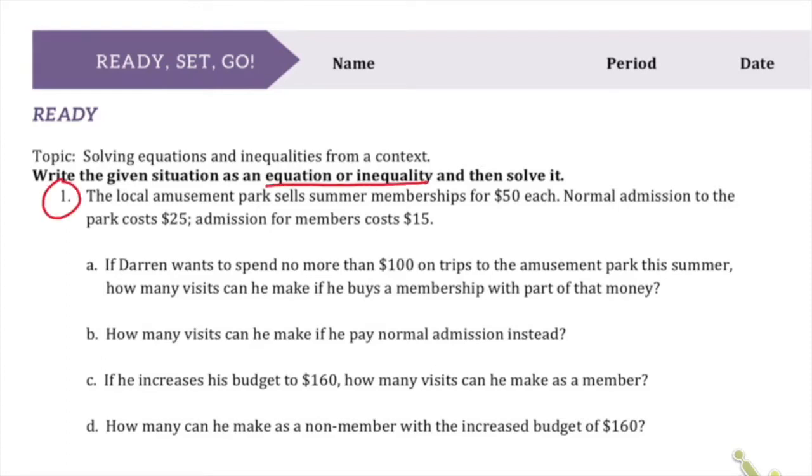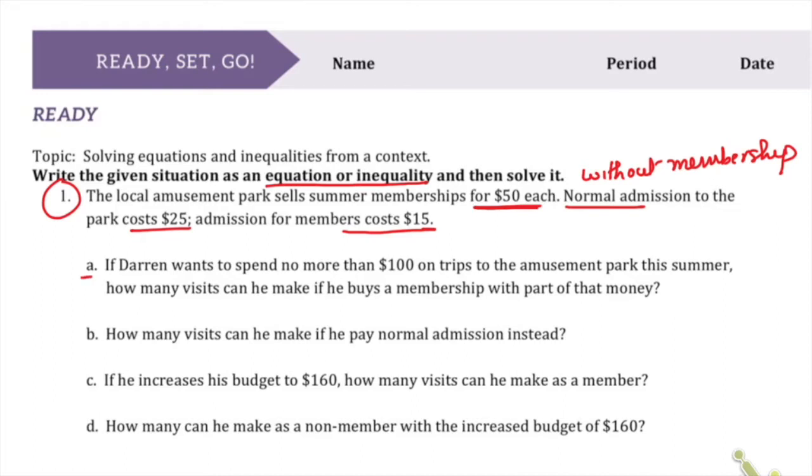So the first question is, the local amusement park sells summer memberships for $50 each. So for membership, this is the membership cost. Normal admission means without membership, and the price for that is $25. You have to pay more, but if you take a membership, you only have to pay $15 per visit. So let's see what they ask.